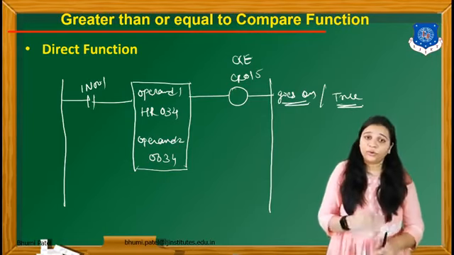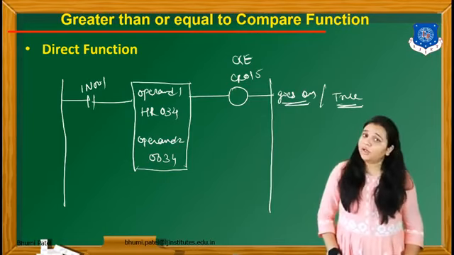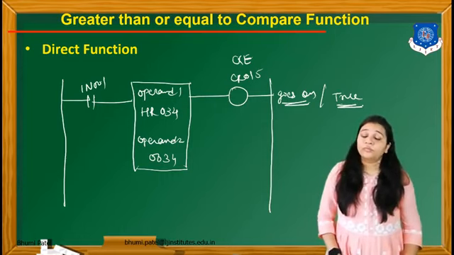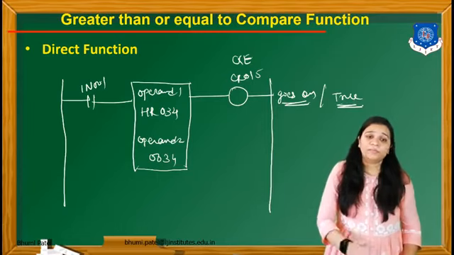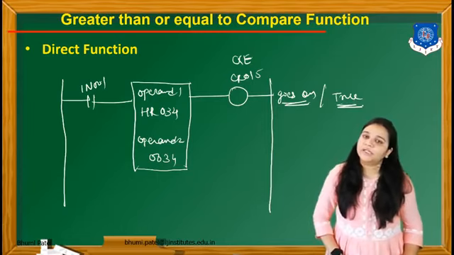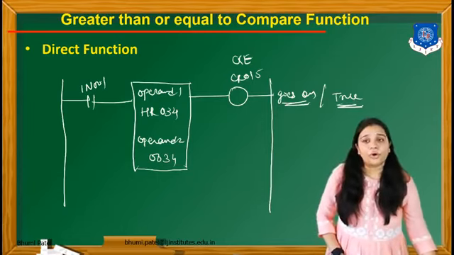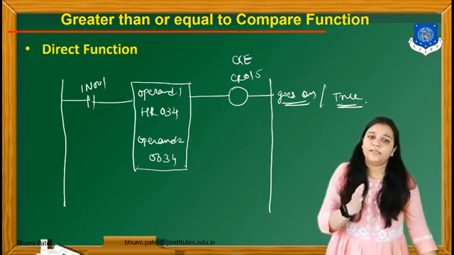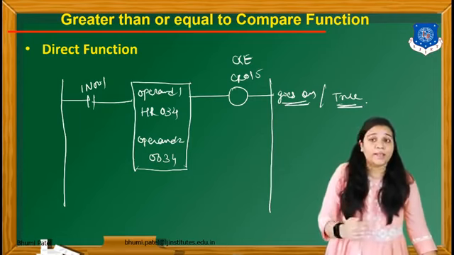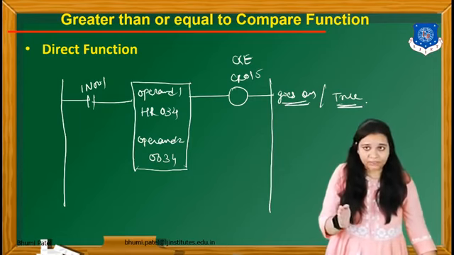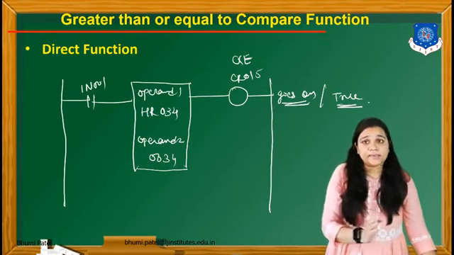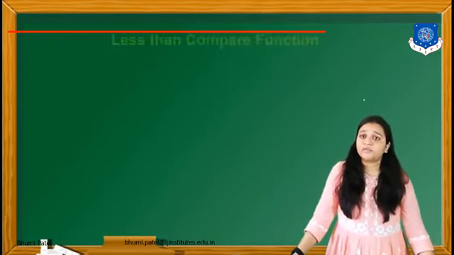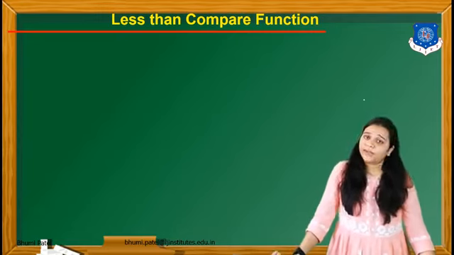Now there is no derived function of greater than or equal to. Why? Because greater than or equal to is the basic comparison function of PLC programming. So we have to draw only the direct function for equal to and greater than or equal to. And the derived functions are for not equal to, greater than, and less than or equal to. Clear? So the next one is the less than compare function.